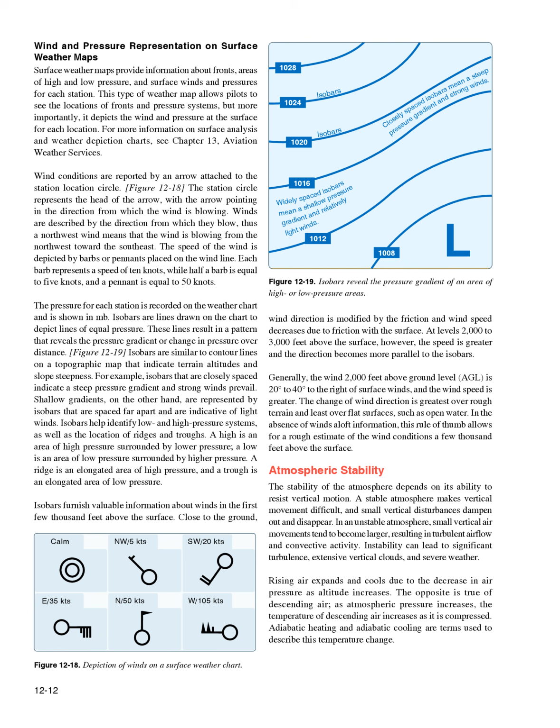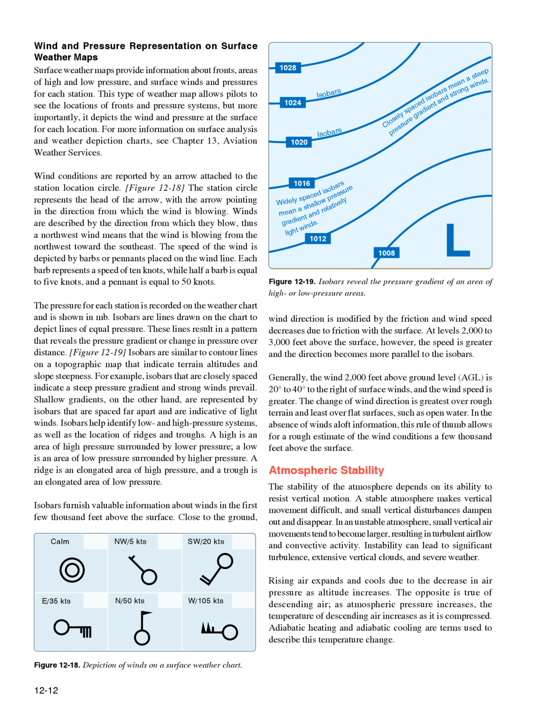Wind conditions are reported by an arrow attached to the station location circle. In Figure 12-18, the station circle represents the head of the arrow, with the arrow pointing in the direction from which the wind is blowing. Winds are described by the direction from which they blow, thus a northwest wind means that the wind is blowing from the northwest toward the southeast.